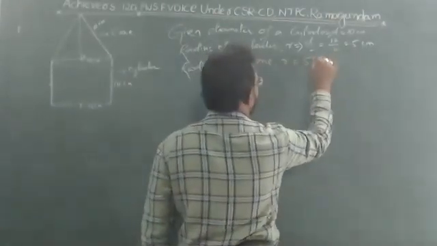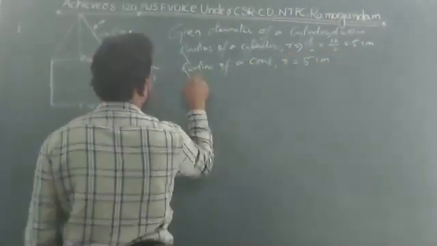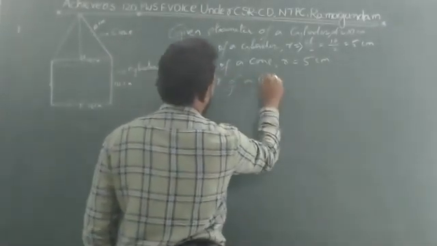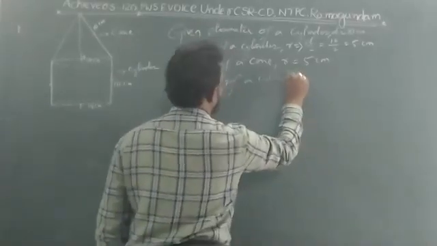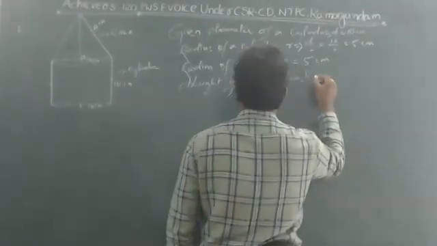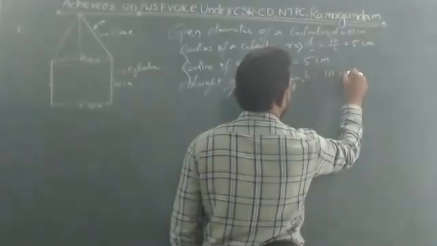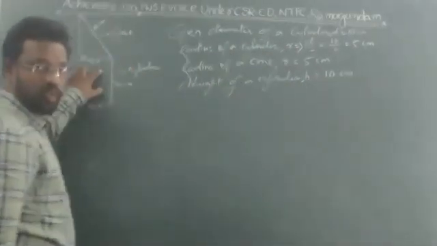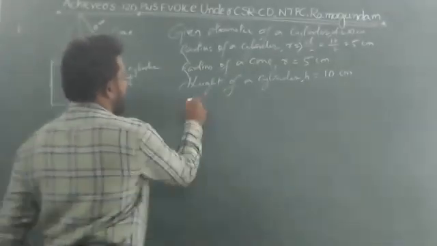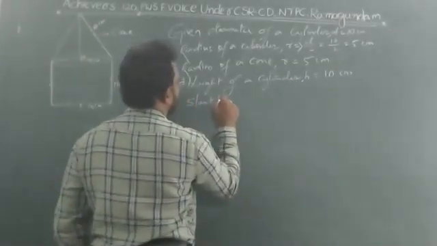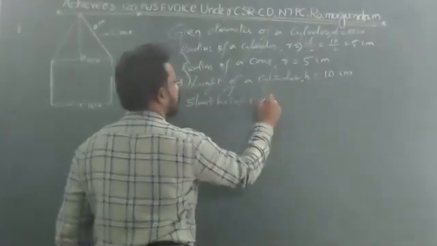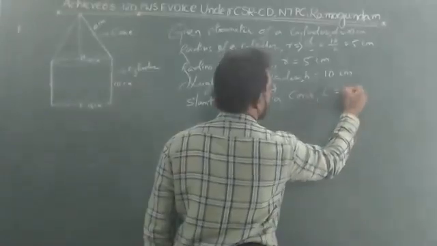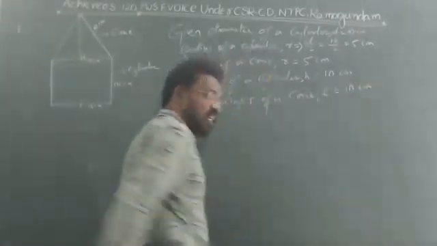Both are equal, that is 5 centimeters. Now the height of a cylinder. Given height h is equal to 10 centimeters. Here the height of the cylinder is 10 centimeters, we took. Next, the slant height of a cone, L, is also 10 centimeters.